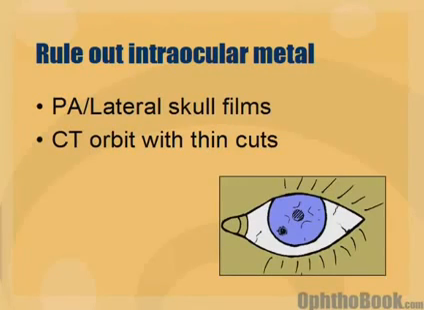So how do we rule out metal in the eye? Classically, they used to do x-rays. The problem is that radiologists aren't used to x-rays of the head anymore, just not that common. And so now pretty much the gold standard is CT of the orbit with thin cuts just to see if there's a metal foreign body in the eye.